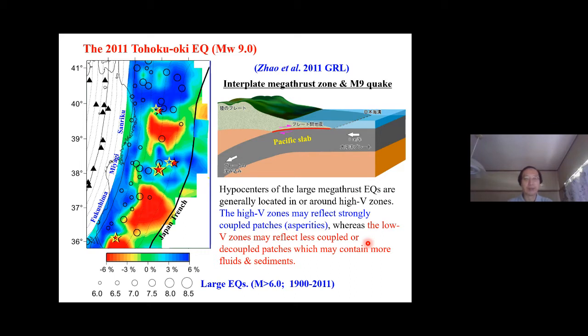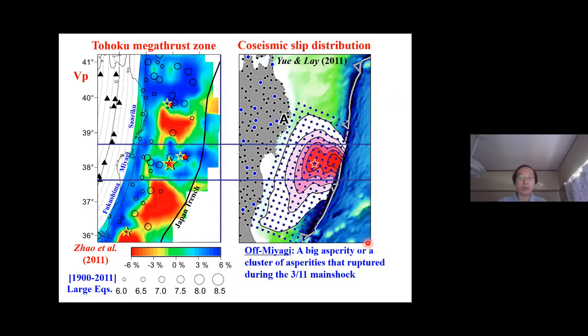And here we compare the tomography with the distribution of the coseismic slip. We can see this area is a large coseismic slip area, which corresponds to the high velocity anomaly off Miyagi shown here. So we think this off-Miyagi area is a big asperity or a cluster of asperities that ruptured during the March 11 Tohoku earthquake mainshock. The asperity means the strongly coupled area in the fault zone.